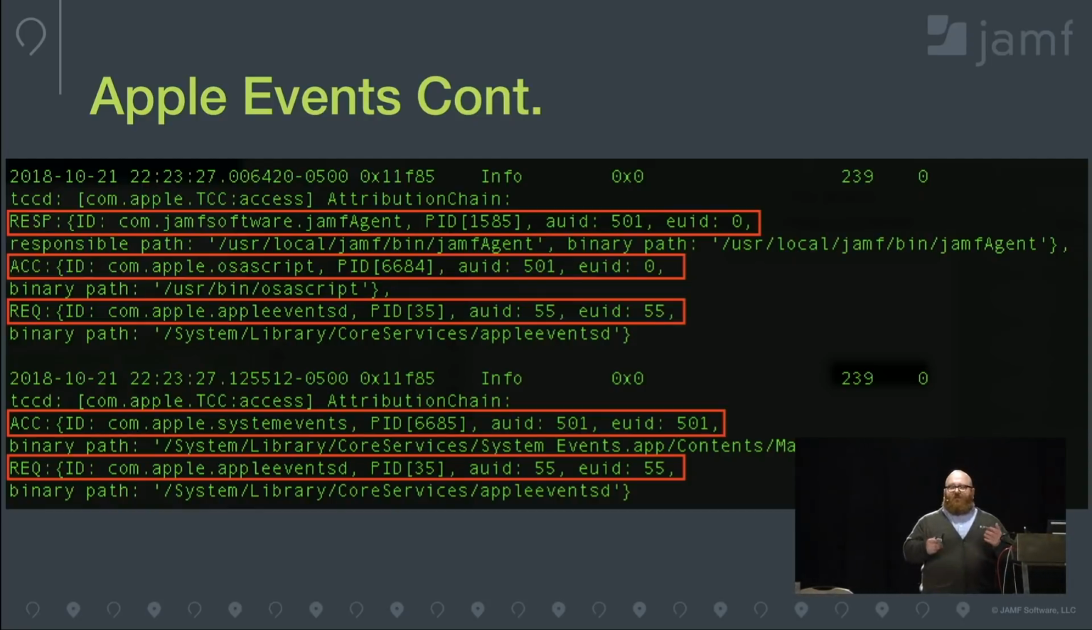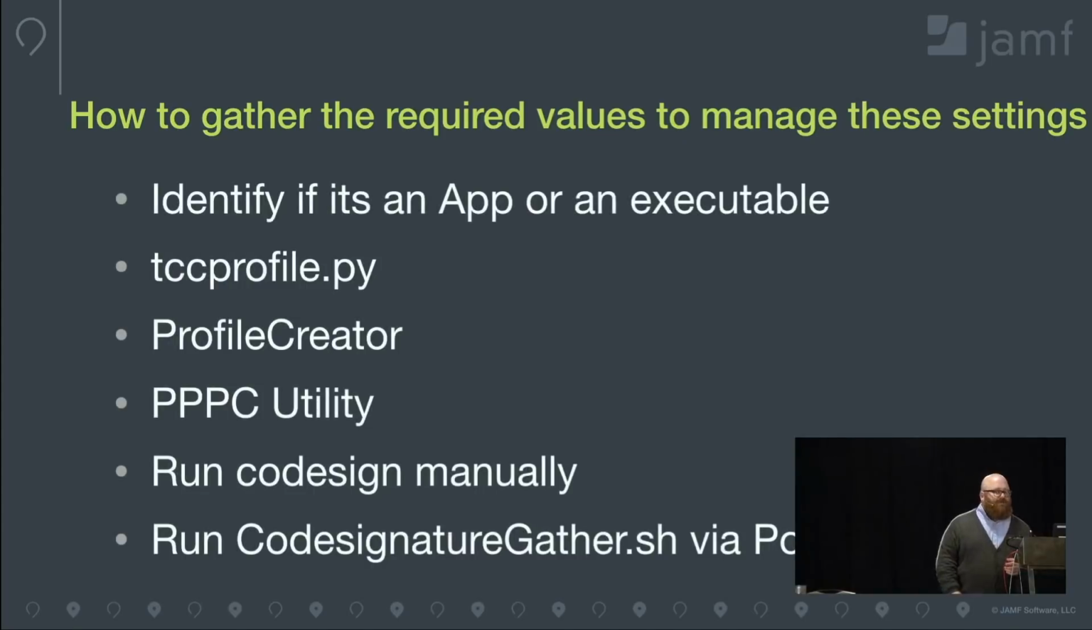So, cool, I have all these logs and other stuff, but how do I actually gather this information? How do I start building my profiles? Well, we have to first identify if it's an app or an executable. If it's an app, I use the bundle identifier. If it's an executable, script, or binary, I define it by its path. And then I actually can use a handful of amazing tools out there in the community to actually start building my profiles.